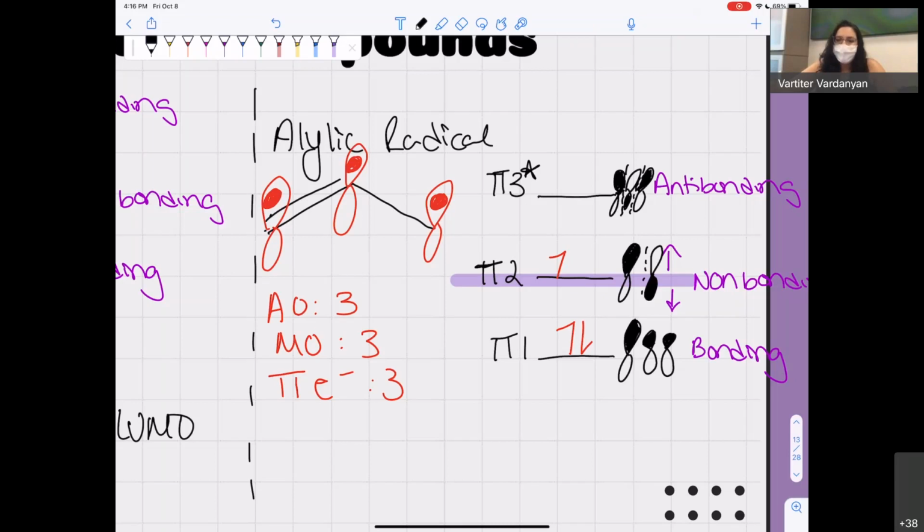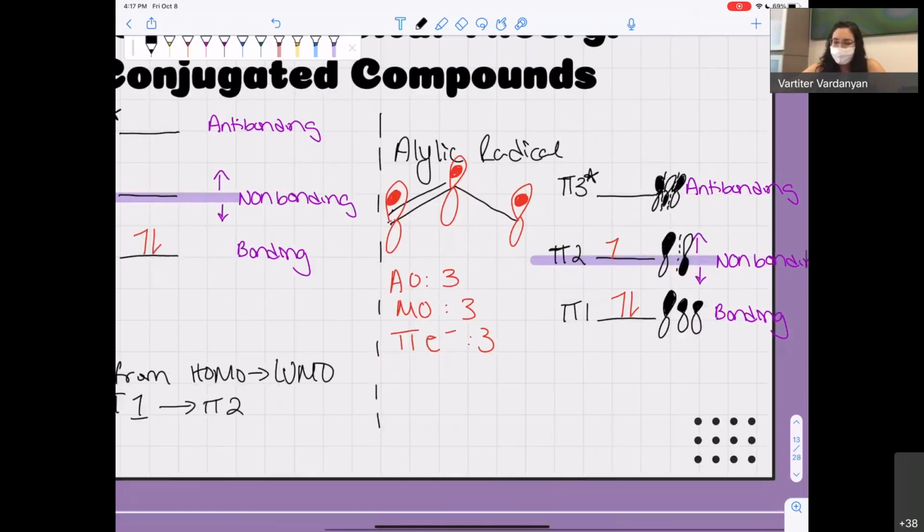Okay, so someone said, if something's not conjugated, can you draw the molecular orbital? I guess you could, but you won't be tested on it. It's not really important. And I don't even know how it would look.